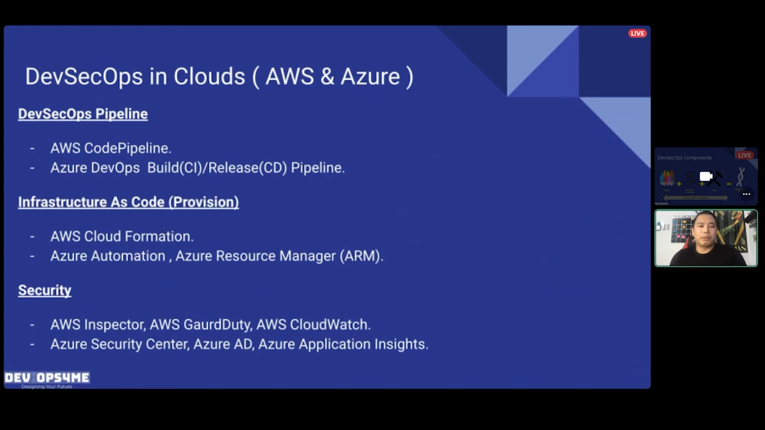So I think probably you already use a cloud service like AWS and Azure. Do you know they already have DevSecOps tools in place? Some of the services you can use, if you want to start your DevSecOps pipeline, you can use AWS CodePipeline. In Azure, we have Azure DevOps, like build and release CI/CD pipeline. For infra as code provisioning, you can use CloudFormation. On Azure automation, we have Azure Resource Manager, or ARM. On the security area, on AWS you already have AWS Inspector, AWS GuardDuty, and AWS CloudWatch. On the Azure side, we have Security Center, Azure AD, and Azure Application Insights. So I think you can check them out later on your cloud provider website or your console.